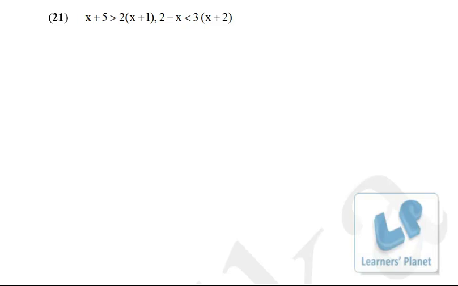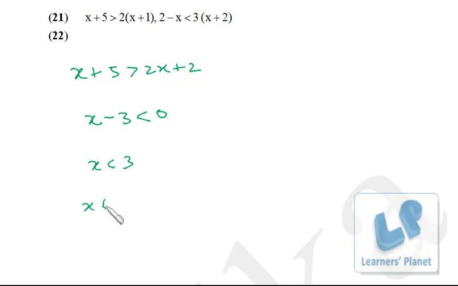Now see this. X plus 5 is greater than 2x plus 1 and 2, this is this. So first of all let's copy this. X plus 5 is greater than 2x plus 2. Let's simplify. 2x minus x is x, and 2 minus 5 is minus 3, so x minus 3 is less than 0. That means x is less than 3. X belongs to minus infinity to 3.